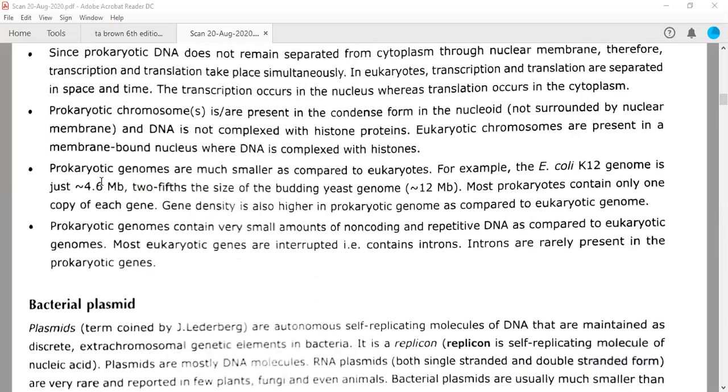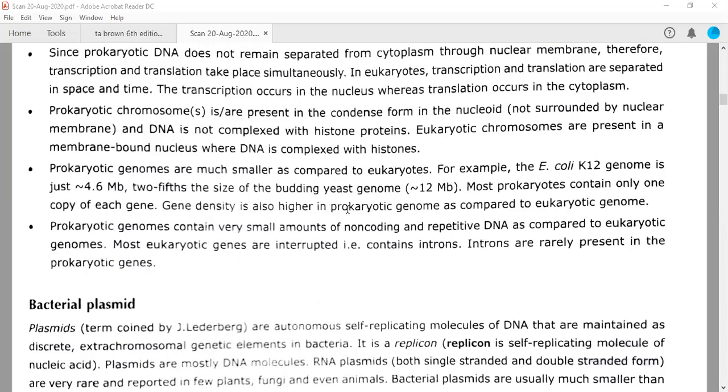Then there is a size difference also. Generally, genomes in prokaryotes are smaller, generally 4.6 mega base pair. What is mega? 10 to the power 6 base pairs. That is two-fifths the size of the budding yeast genome, which is actually 12 megabase pair. Most prokaryotes contain only one copy of each gene.